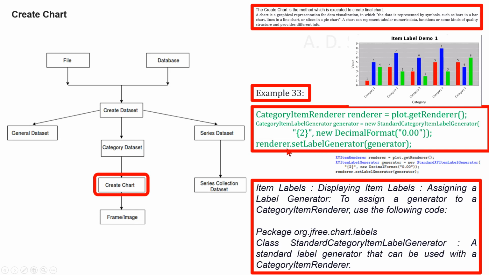The same mechanism is also used for tooltips. To assign a generator to a category item renderer, use the following code. Similarly, to assign a generator to an XY item renderer, use the following code. You can customize the behavior of the standard generator via settings that you can apply in the constructor, or you can create your own generator.